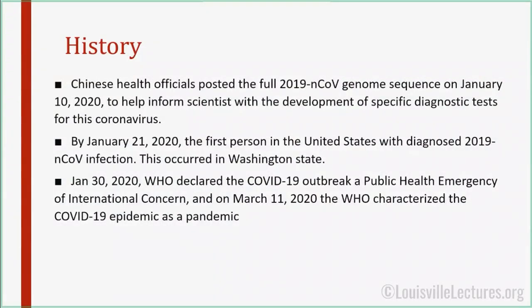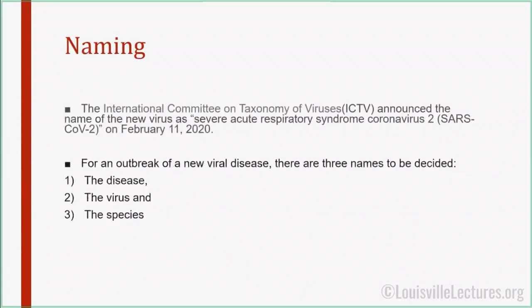And again, quickly, as I said, in January of this year, the scientists in China did find the genome sequence, and they posted it publicly to be reviewed. By January 21st, here in the U.S., we had our first documented case in Washington State, and by January 30th, the WHO did declare an outbreak, a public emergency, but it wasn't until March 11th that the WHO characterized it from an epidemic to a pandemic.